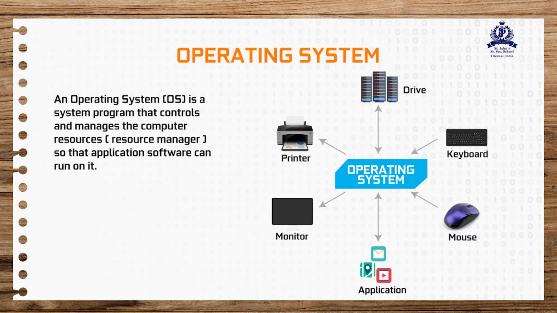In this diagram, this is your operating system. There are different resources: monitor is one resource, application program is another resource, drive is another resource, mouse, printer, keyboard. This operating system controls and manages all these resources. See here, this disk drive is used to perform both input and output operations. That's why the two-way arrow mark is given. The application program is also used for input and output processes.